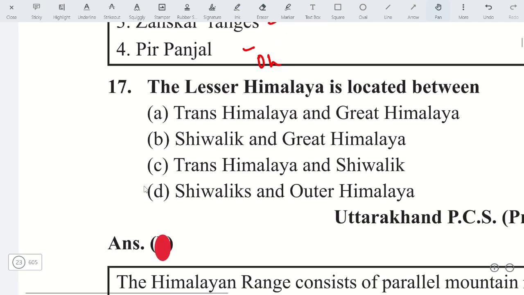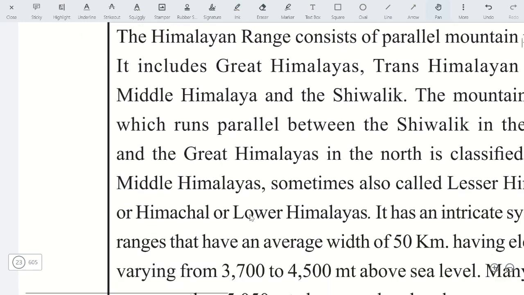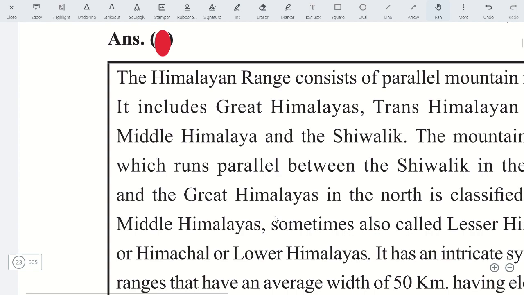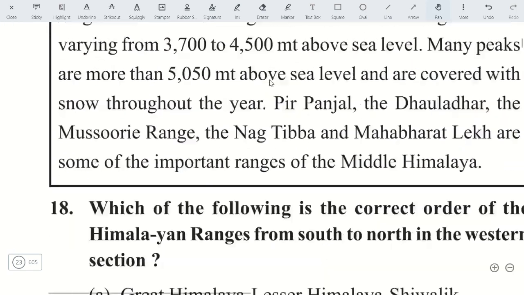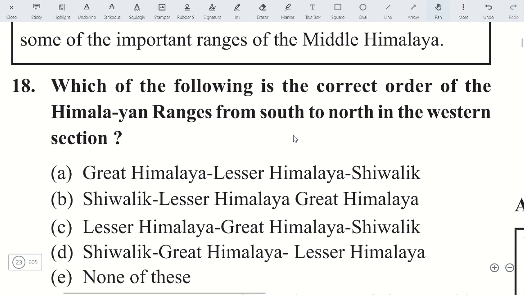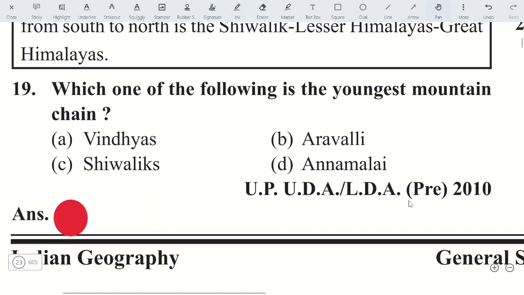The Lesser Himalaya is located between. Lesser Himalaya means Middle Himalaya. Then it is located between Shivalik and Great Himalaya. B option will be correct. Middle Himalaya is also called Himachal Himalaya. Remember this. Let's move on to the next question. Which of the following is the correct order of the Himalaya ranges from south to north in the western section? The most southward will be the Shivalik, then Lesser Himalaya, and Great Himalaya, so the other options will be wrong. Then this B option will be correct. Shivalik, Lesser Himalaya, then Great Himalaya. Check out the next question.